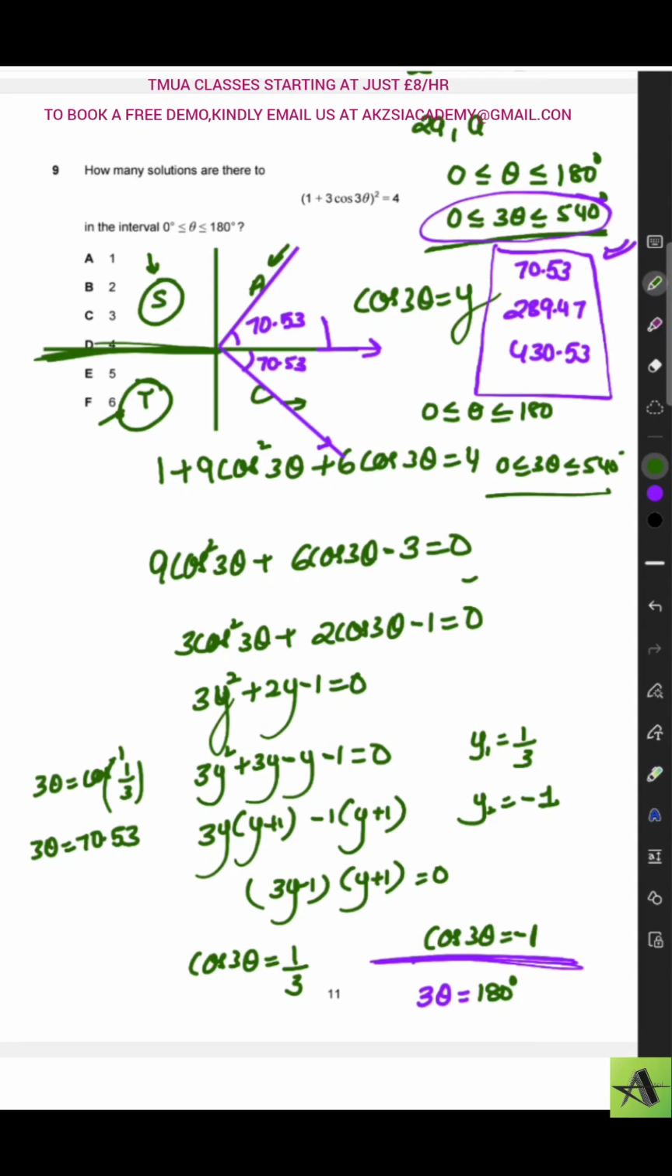So that means 180, and then again I have to move all the way 360 to get the next angle. So 360 plus 180 is 540. So the two angles for which cosine 3 theta is -1 are 180 degrees and 540 degrees. You can clearly see there are 5 total values for this one, and hence E is the correct answer.